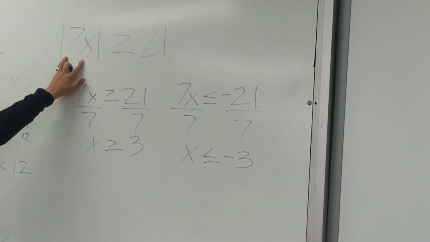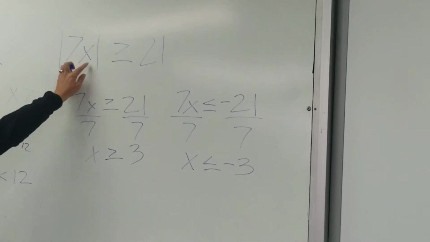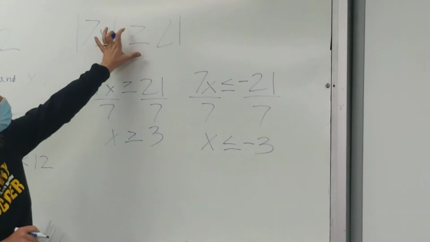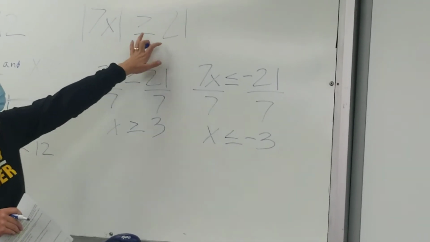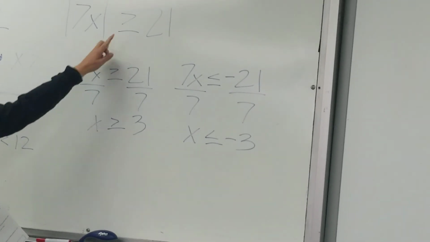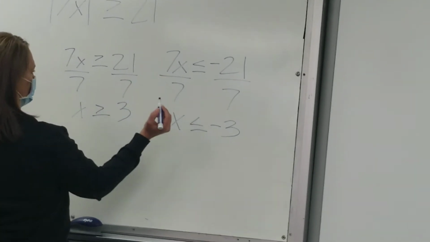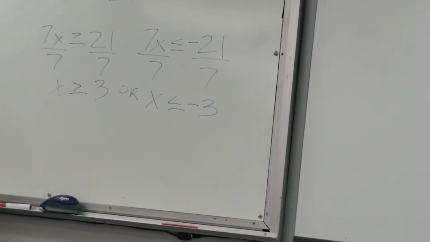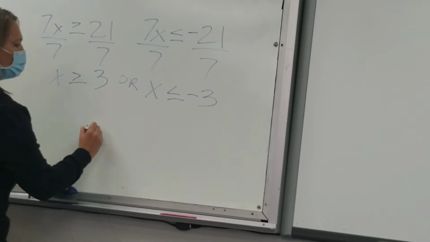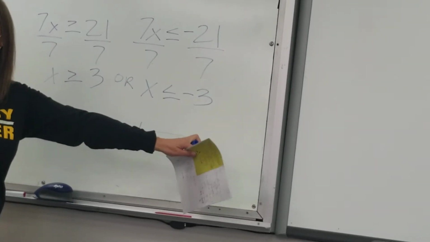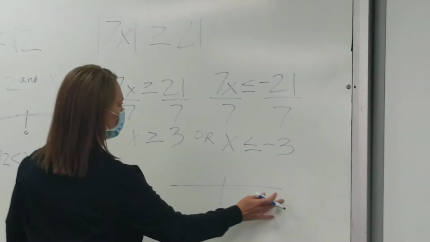Okay, in this inequality, I should have maybe pointed this out first. We have the absolute value of 7x is greater than or equal to a number. So when the absolute value is greater than the number over here, we're going to have an or graph. So we can write right here, or. What does an or graph look like? Opposite directions. An or graph, remember, is going in opposite directions, one to the right and one to the left.